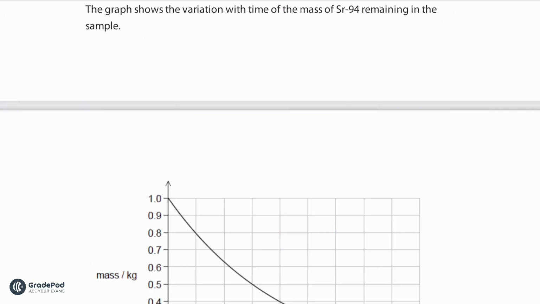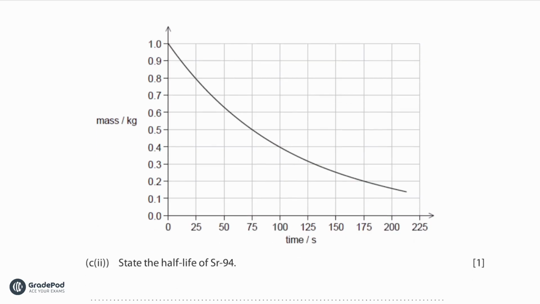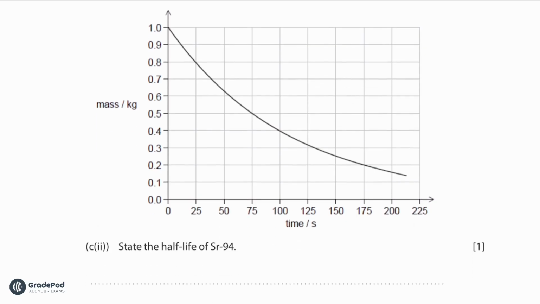The graph shows the variation with time of the mass of strontium-94 remaining in the sample. State the half-life of strontium-94. We start off with 1 kilogram. The half-life is related to 2.5. Bring that down. The half-life is 75 seconds.